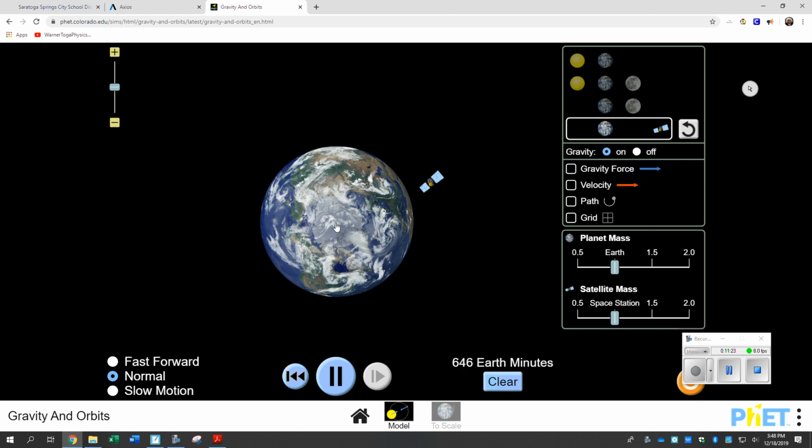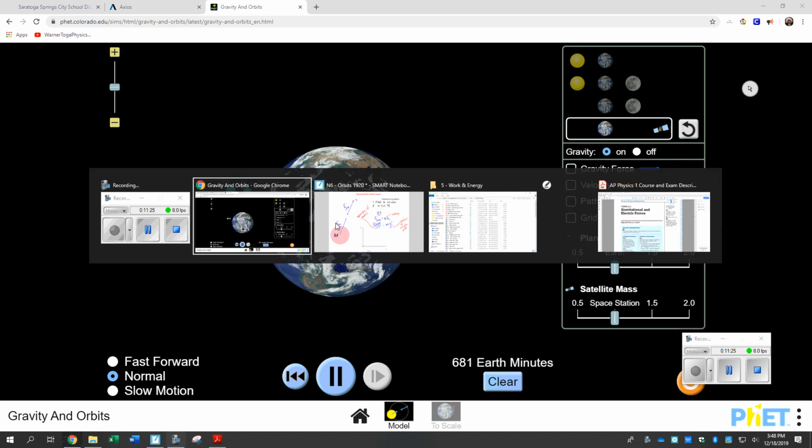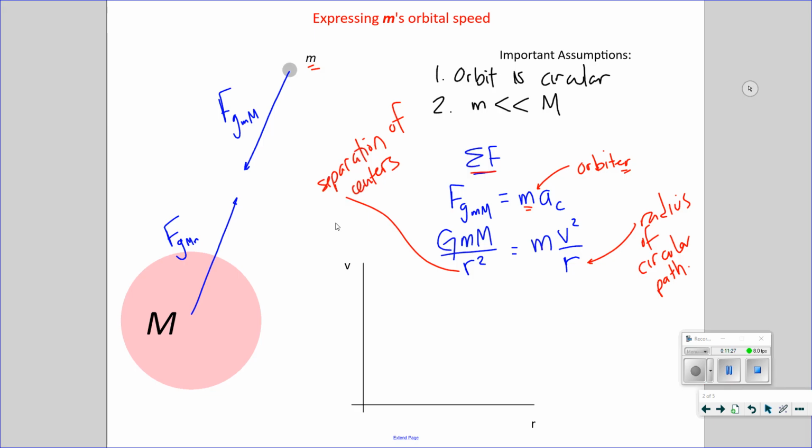So for all intents and purposes, the center of mass of the Earth-satellite system, let's say it's not the moon, but quite literally a man-made satellite, is at the center of the Earth. All right? You follow me there? It's a subtle point, but an important one.